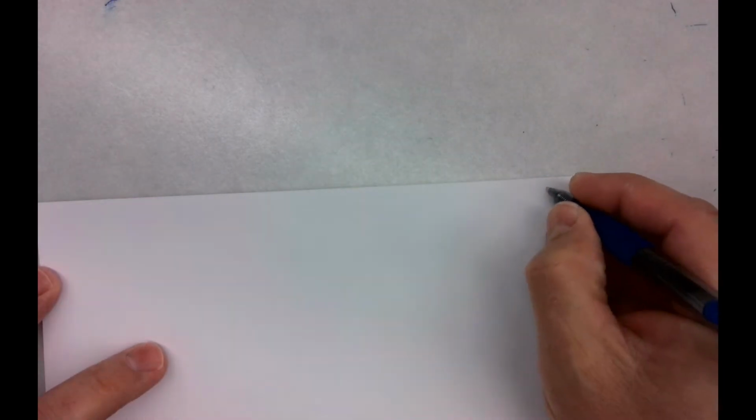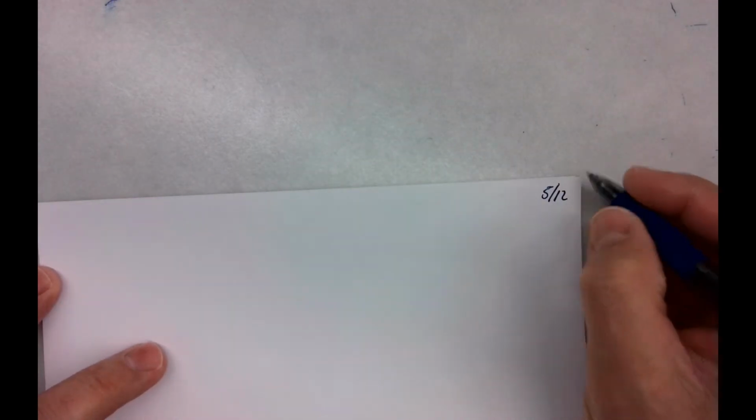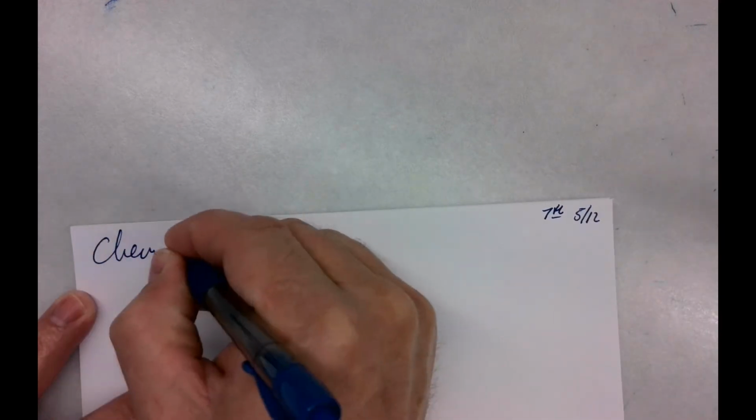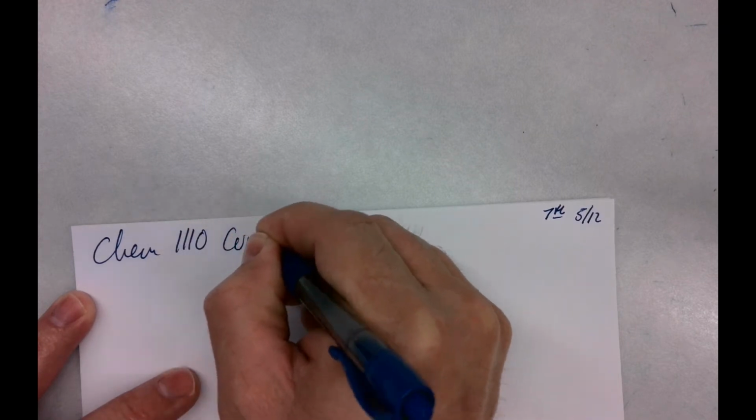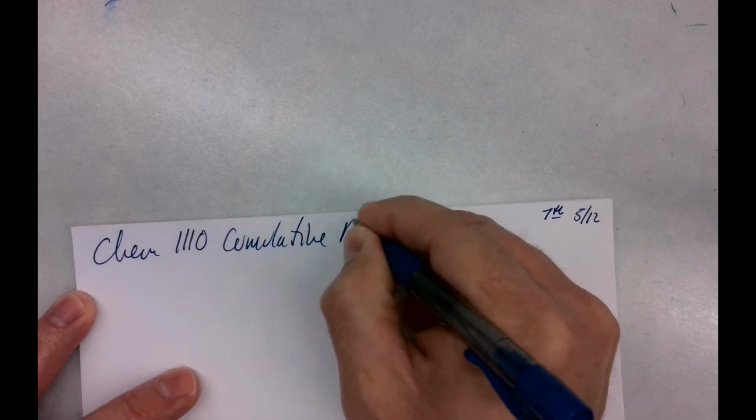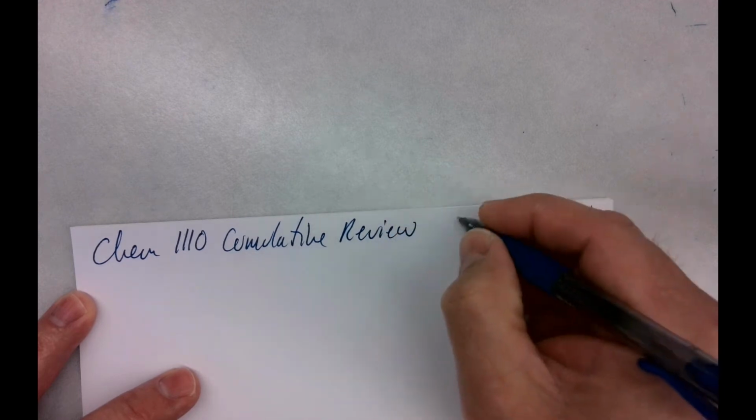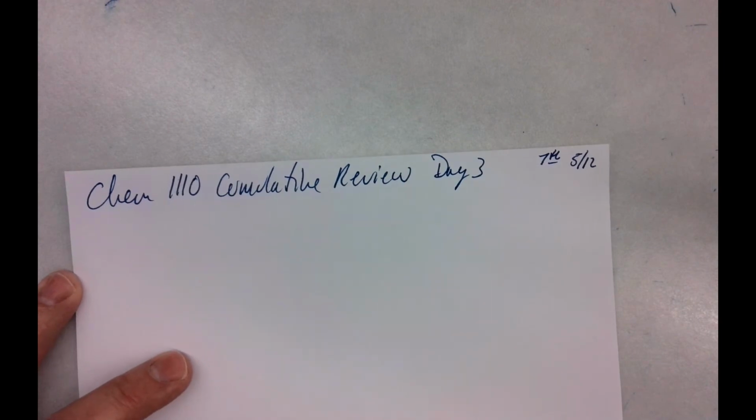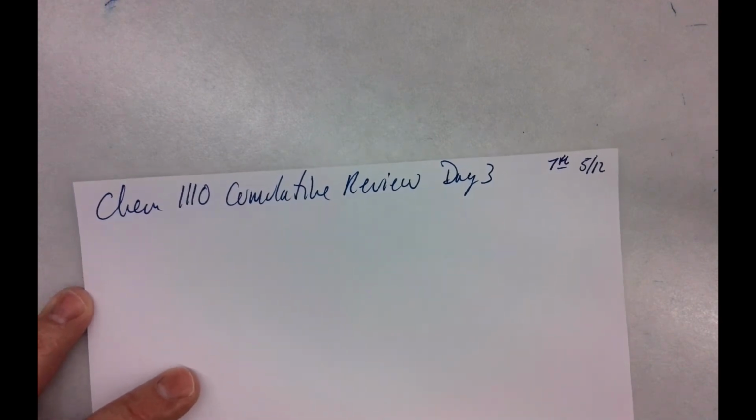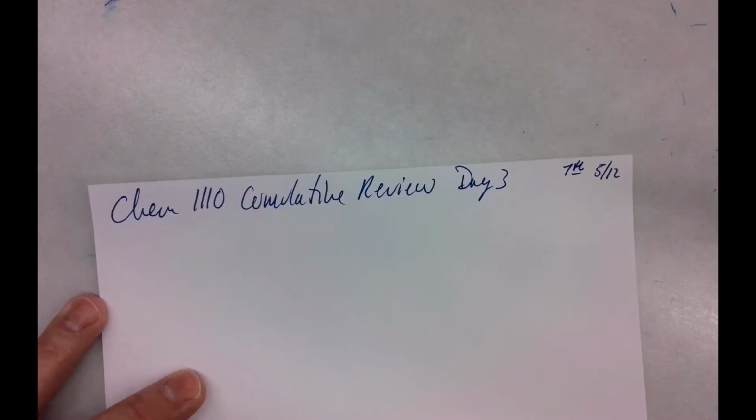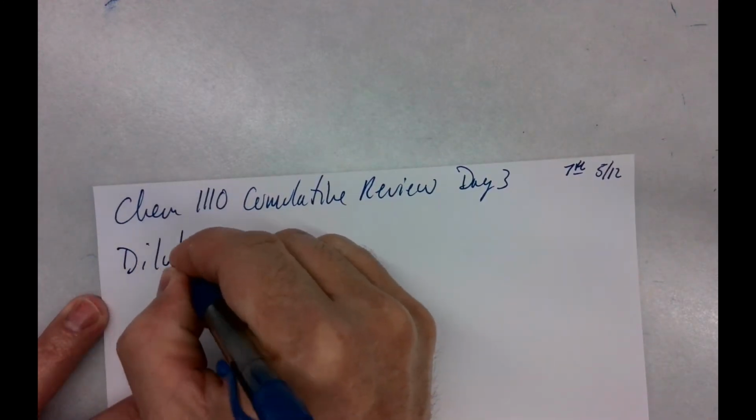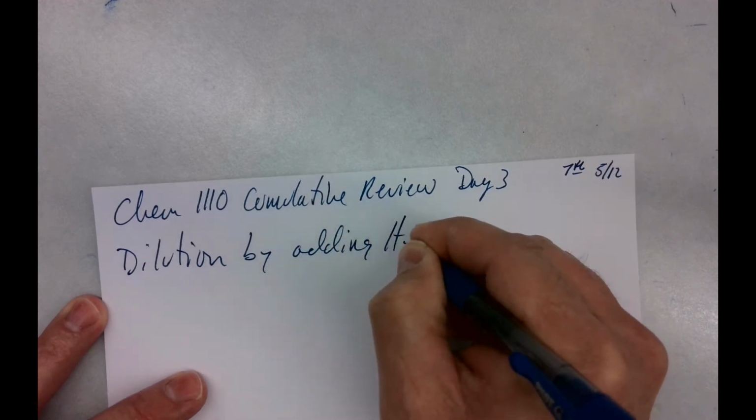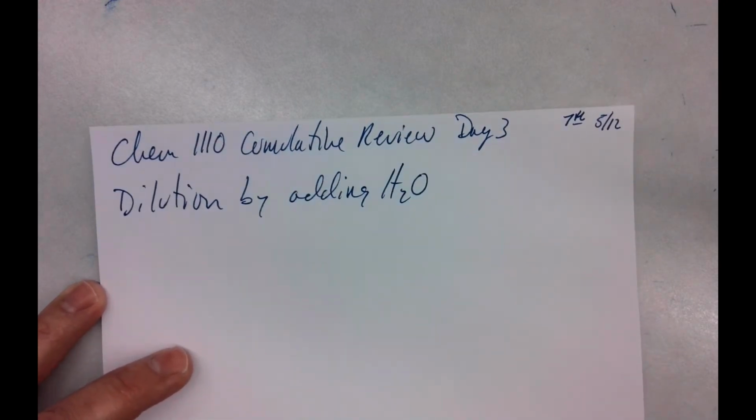So it is 5:12 today. This is 7th period, and this is going to be Chem. 11:10. Cumulative review, day 3. Alright, so we'll need lots of participation from those of you that are here. So, first thing I've written down is dilution by adding H2O. Does anyone remember how we did dilution problems?